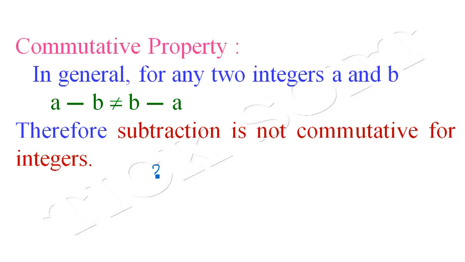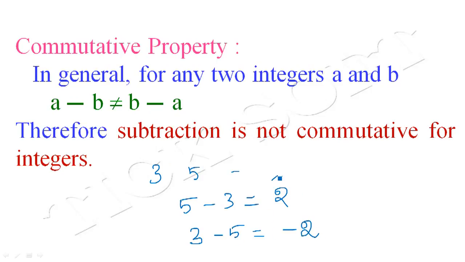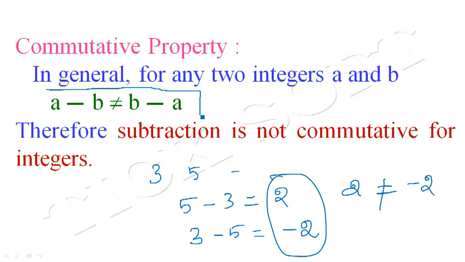For example, let us take 3 and 5. Here, if we subtract 3 from 5, the answer will be 2. But if we subtract 5 from 3, what will be the answer? It will be minus 2. Are they equal? No, they are not at all equal. That is, 2 is not equal to minus 2. That is what we have done here as the theory. That is, a minus b is not equal to b minus a. This means the subtraction of integers doesn't satisfy the commutative property. So therefore, subtraction is not commutative for integers, whereas addition is commutative for integers.